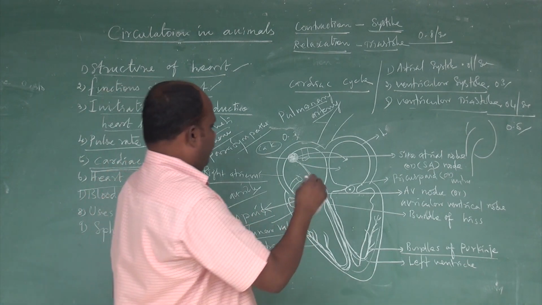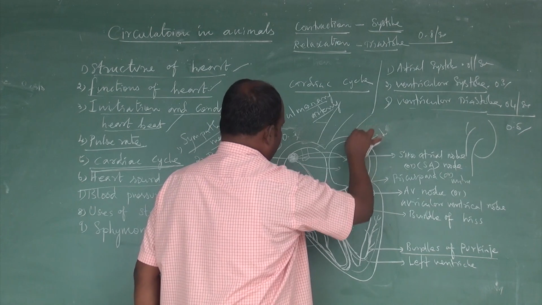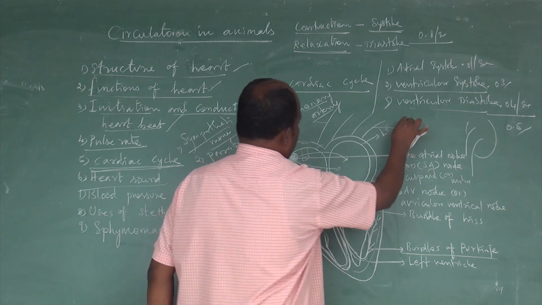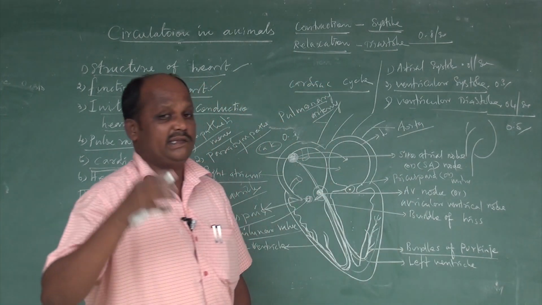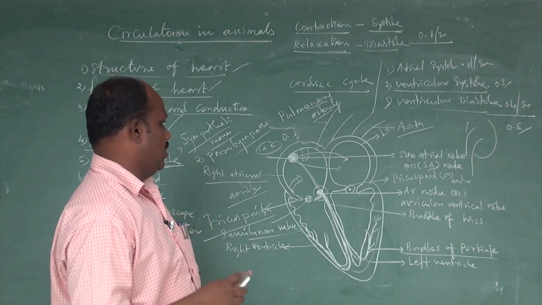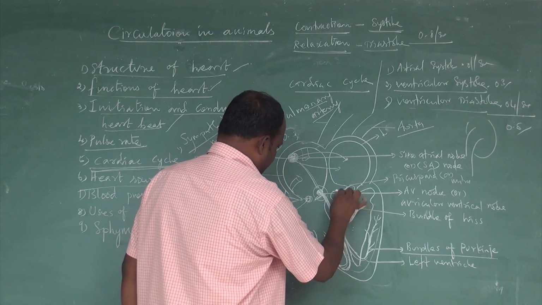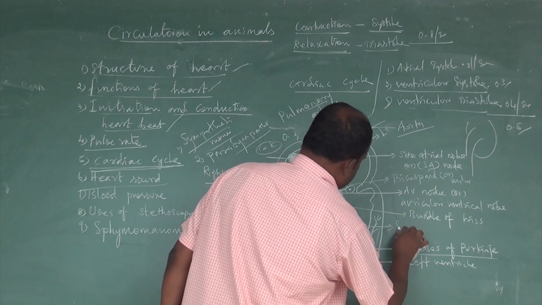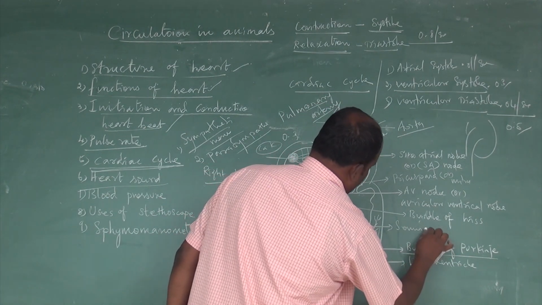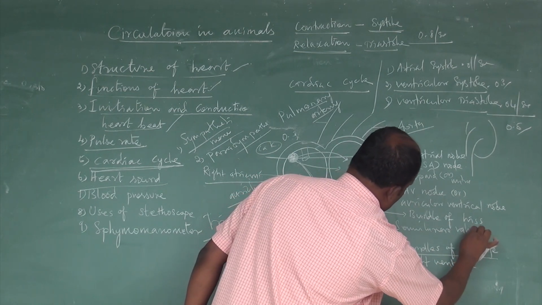Another one: from the left ventricle develops one major blood vessel, the aorta. I told you, the aorta is the largest blood vessel in our body. So the aorta develops from the left ventricle, and between the left ventricle and aorta there is another valve, called semilunar valve number 2.